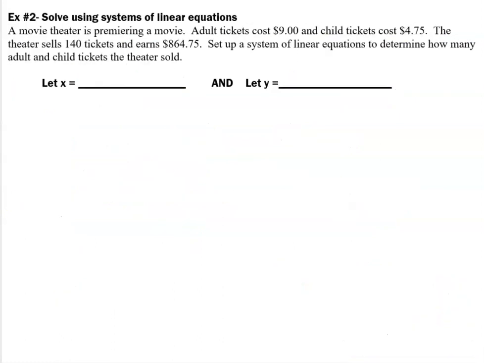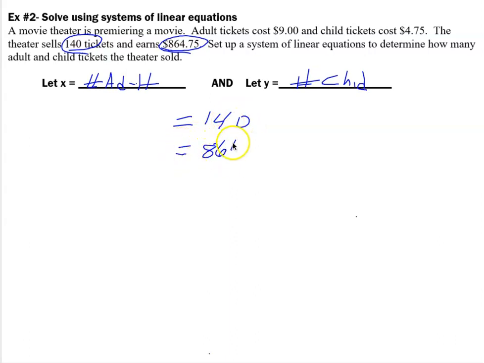Okay. Moving on to the next example, we're going to do the exact same process, a very similar problem. I would pause this now, do it yourself, and then you can come back and check it. But again, in this case, x is going to be the number of adult tickets, and y is going to be the number of child tickets. So we have two totals. One is going to equal 140. One is going to equal 864.75. So the total number of tickets is simply x plus y. The other equation is going to be 9x plus 4.75y equals 864.75.